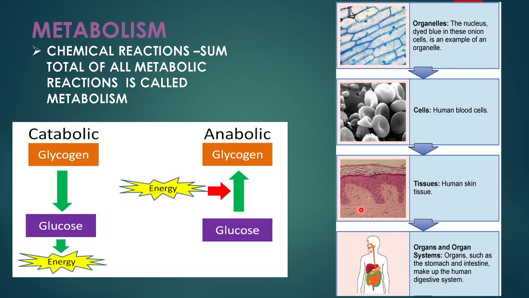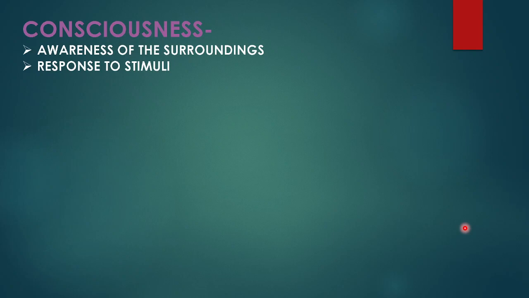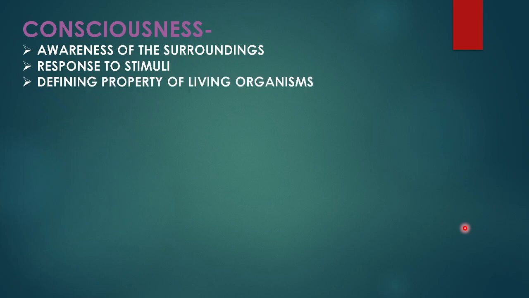But of course, here one difference comes. In living organisms, this reaction takes place inside a cell, but outside it takes place in any suitable environment. Then the last characteristic of being living: consciousness. What is consciousness? Awareness of the surroundings, response to stimuli. What we hear, what we sense, that is consciousness. It can be considered the defining property of living organisms.